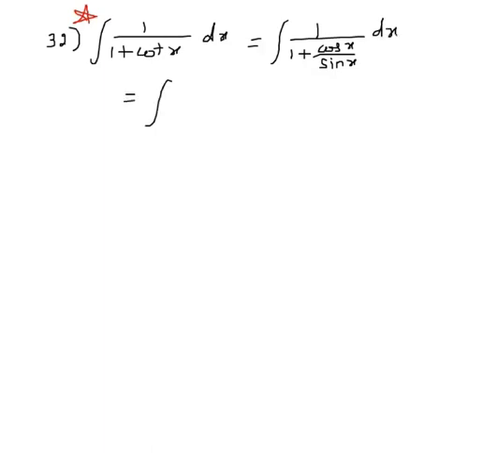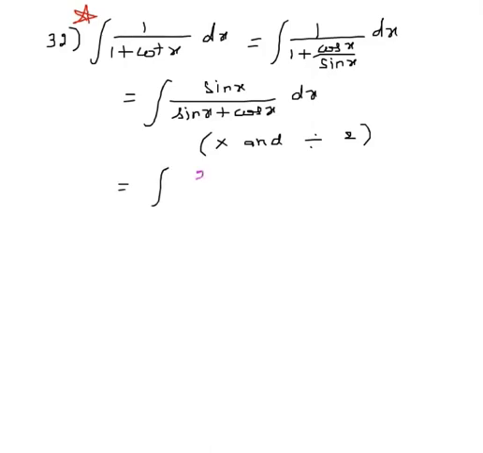and take LCM. Sine x plus cos x, and the denominator can be written in the numerator. Now multiply and divide by 2. Therefore we get half outside, 2 sine x divided by sine x plus cos x dx.